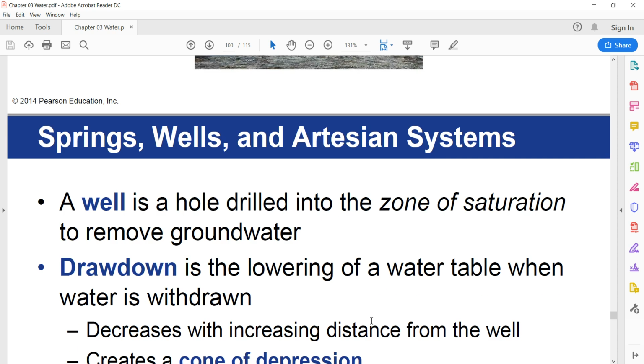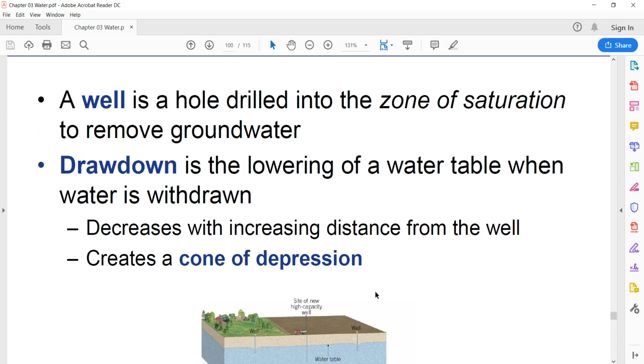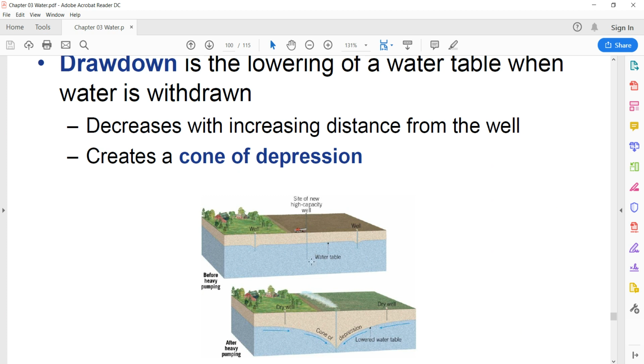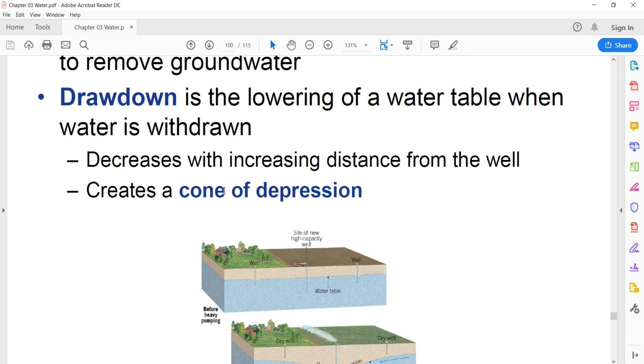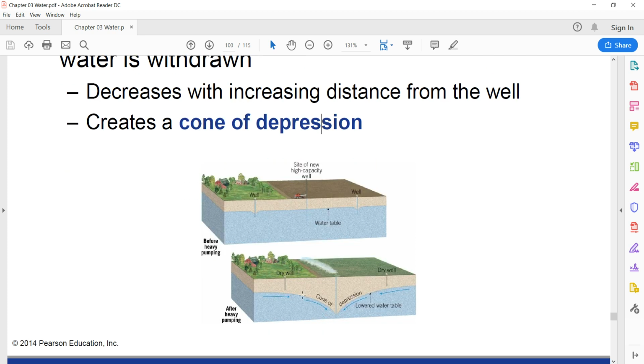A well is a hole drilled into the zone of saturation to remove groundwater, as we saw earlier in the schematic. So this is going vertically deep into the ground, and the purpose is to draw water by means of pumping. When you pump water, there is a depression of the water table around the pumping region, and that depression is called a cone of depression, right? And this drop in water table is called drawdown.